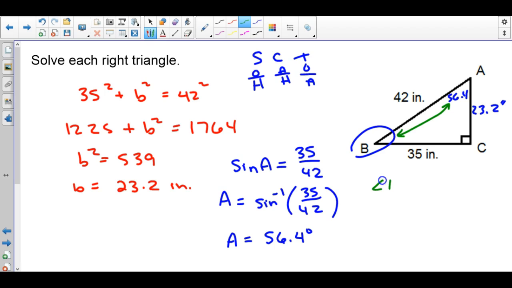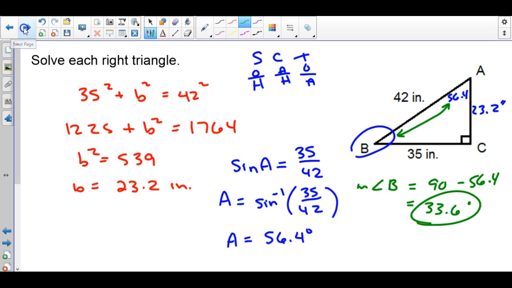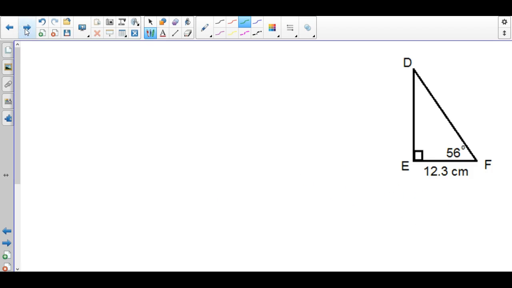These are going to add up to 90. So if I want to figure out what the measure of angle B is, I'm just going to take 90 minus 56.4. And again, you could have used trig and actually figured out what this is, but this also works. Again, this is kind of a little bit shorter. Just taking 90 minus 56.4 gives me an angle measure of 33.6 degrees. On to the next one.